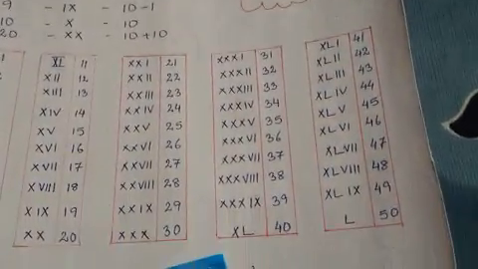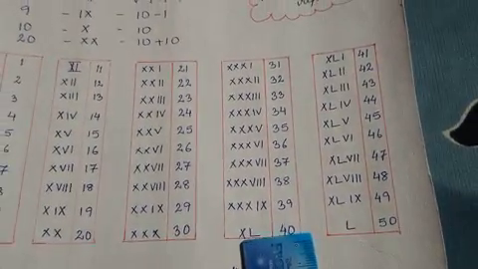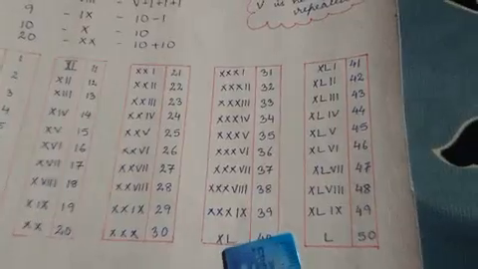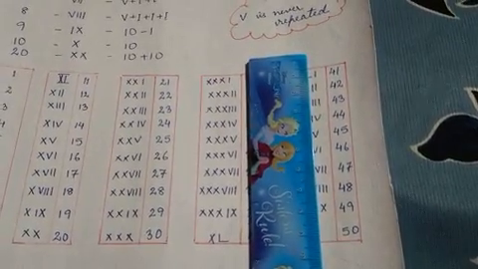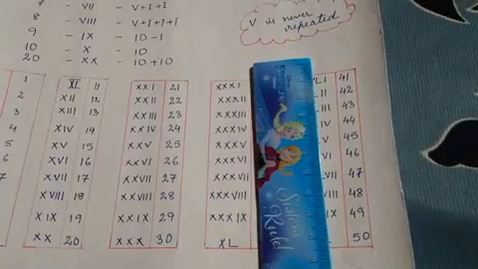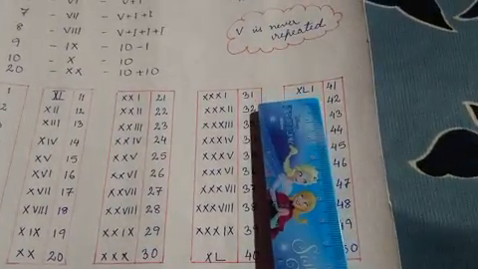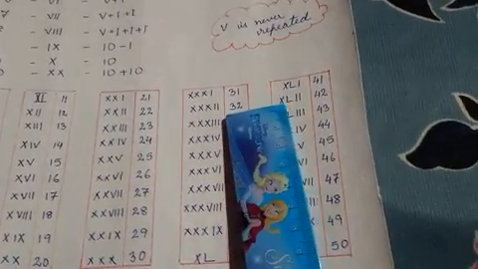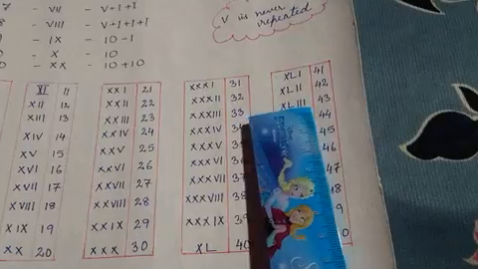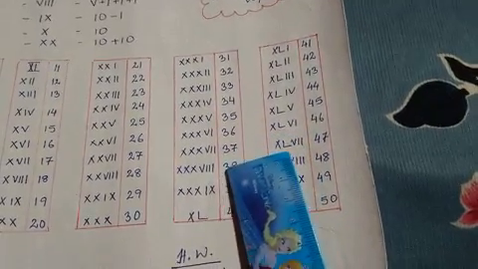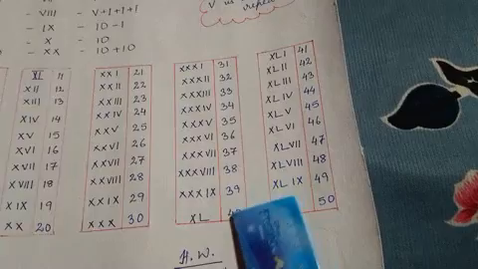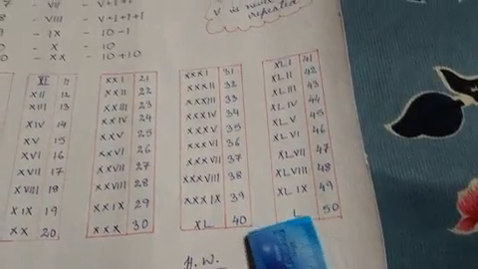And for 40, as I showed you here, 50 minus 10 becomes 40, XL. Now the same way, 40 is this, so 41 will be like this. First, as I said, 1 2 3 4 5 6 7 8 9 10, this you need to know by heart. You just have to write 40 in front of that. 41, 42, 43, 44, 45, 46, 47, 48, 49, and then 50, straight away L. So this is the way we are writing 1 to 50.